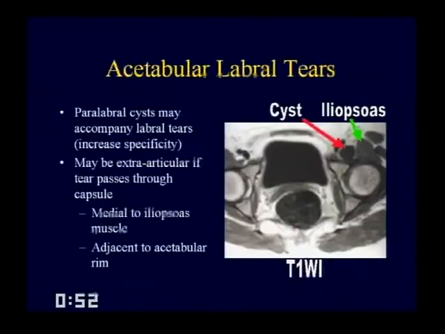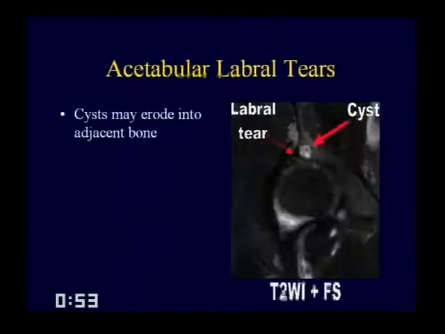Paralabral cysts may accompany these labral tears. They actually are very specific. If you see one, look very, very hard for a tear. This is a T1 weighted image. You see this round structure here anterior to the labrum. They can be extra-articular if the tear passes through the capsule. They're medial to the iliopsoas muscle, which will distinguish from an iliopsoas bursitis a little bit later, and adjacent to the acetabular rim. These cysts may also erode into adjacent bone.